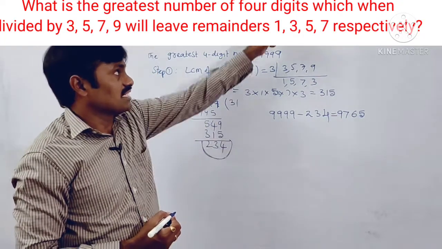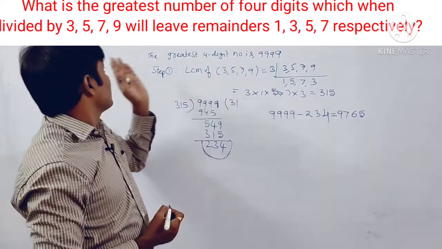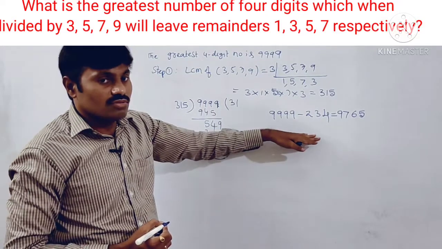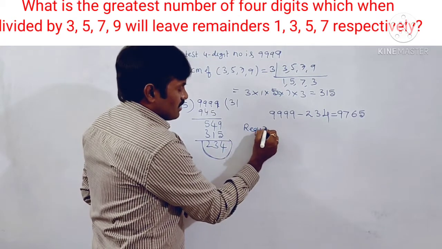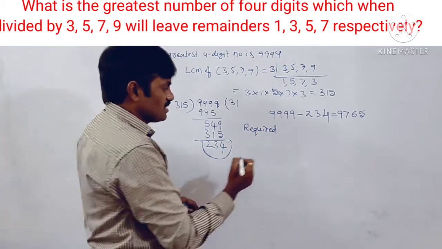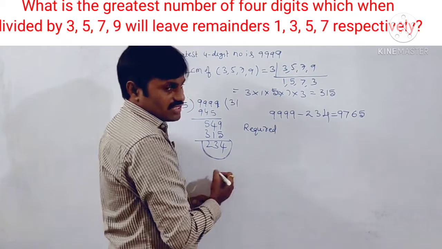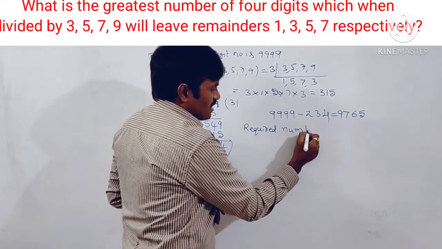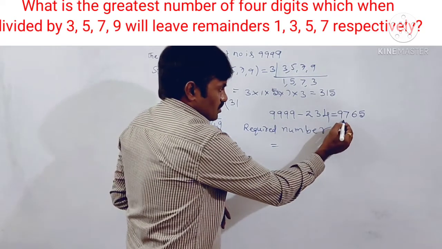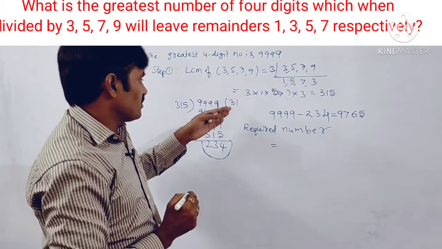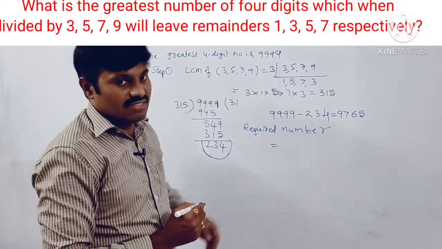But every time, if it is divided by 3, we should get the remainder 1. If it is divided by 5, we should get the remainder 3, like this. Then how? That's simple. This is the shortcut to find the required largest 4-digit number. Here we have to find the multiple of the LCM of these divisors.